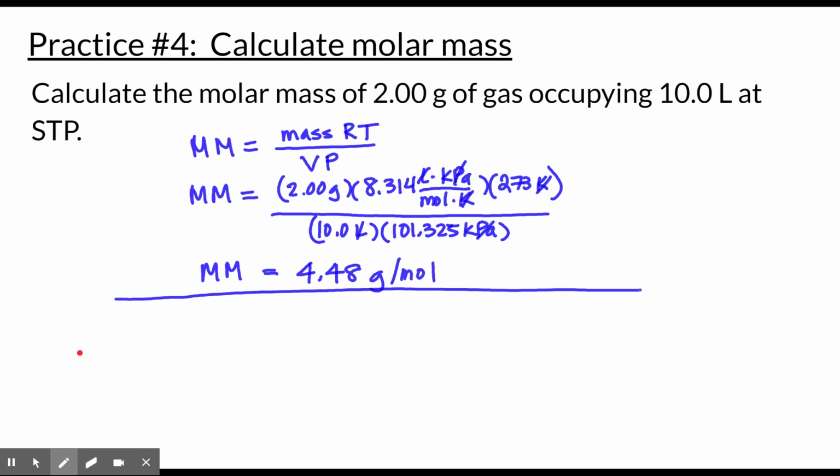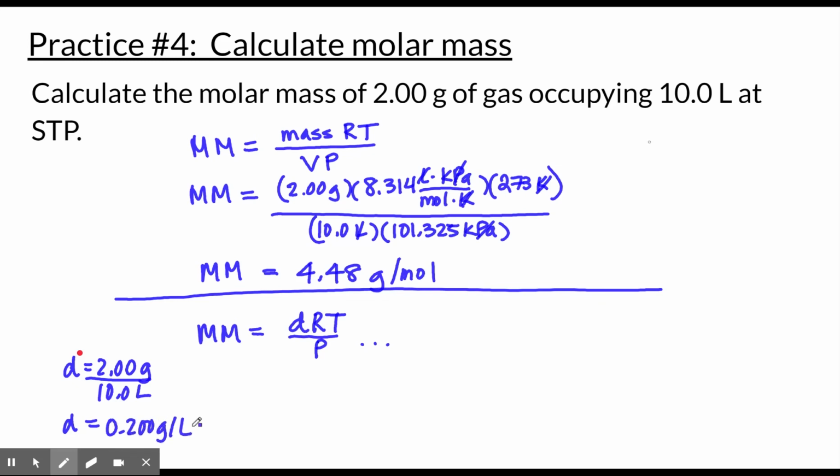Of course, the other way to do this problem would be to use molar mass is equal to dRT over P. Just realize that your work is basically going to take the same form. You'd have to solve for density first. Density would be 2.00 grams divided by 10.0 liters, since density is mass over volume. So the density of this gas is 0.2 grams per liter. By the way, gases as a whole have very small densities. So don't expect the densities of any of these gases to be huge.